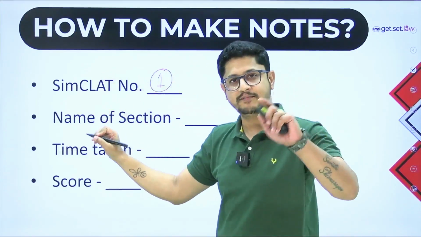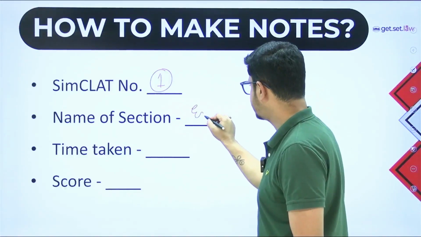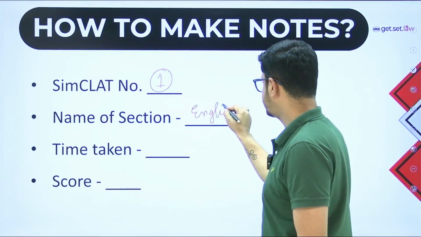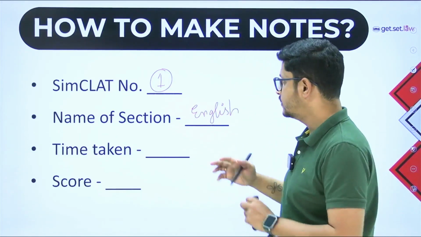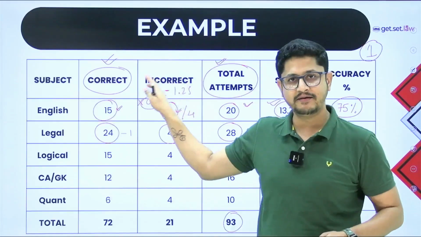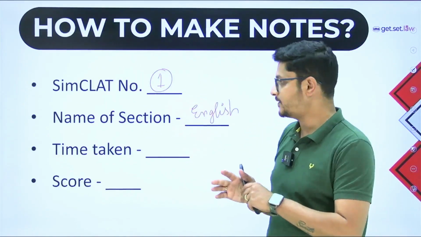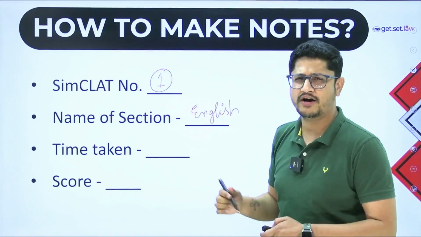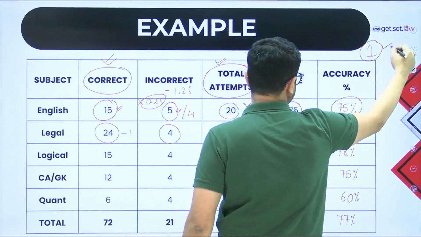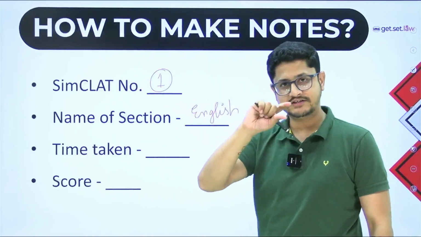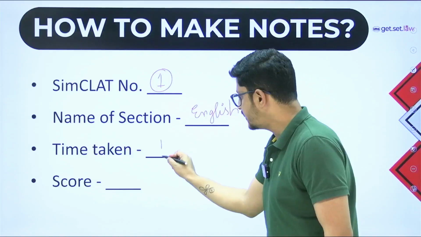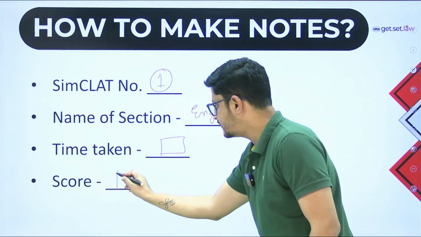Then you put the name of the section. So I will put the name of the section as English Language. Okay, so this is my first section in my book. So I have put the summary in my register. Then from the next page I put SimCLAT number 1, then I have put the name of the section, then the total time taken for this section and the score which I have got.